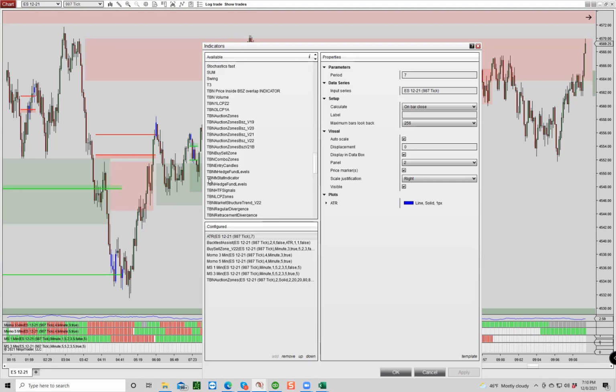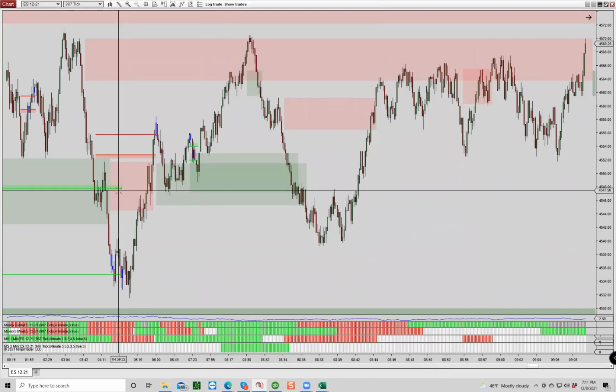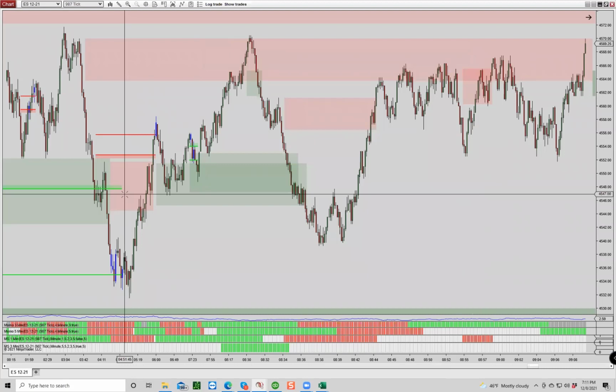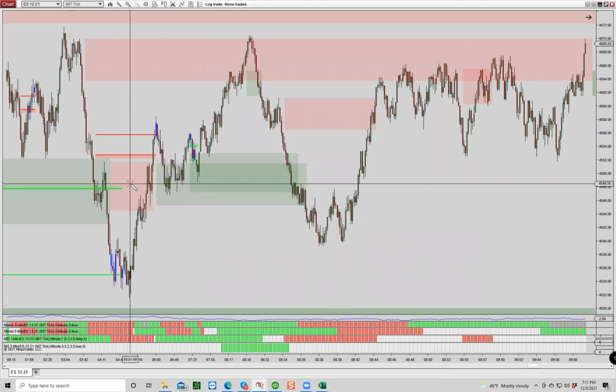Okay, so the market structure will come with this new release. We're going to send out the new release, and that will also include the market structure trend. So this will answer questions ahead of time. We'll get that out to everybody, so be on the lookout.